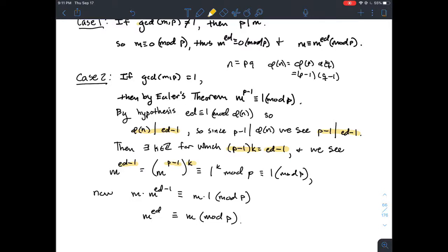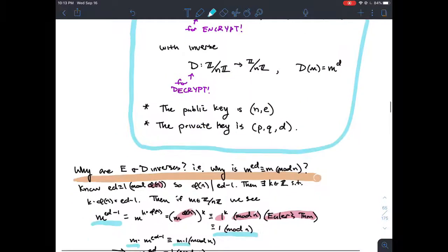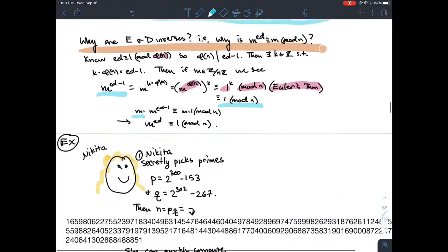I wrote it with parentheses to emphasize that I can use Euler's theorem right now. By Euler's theorem, m to the p minus 1 is congruent to 1 mod p. So you're really just raising 1 to the k, which is always just 1. So we showed that m to the ed minus 1 is congruent to 1 mod p. Let's multiply both sides by m, and we get m to the ed is congruent to m mod p.